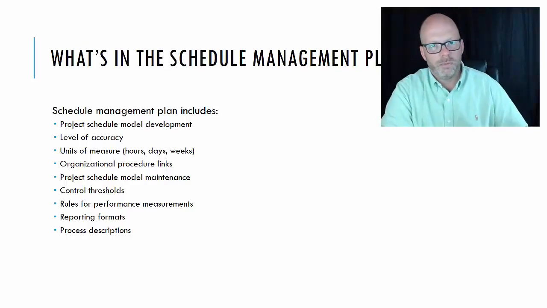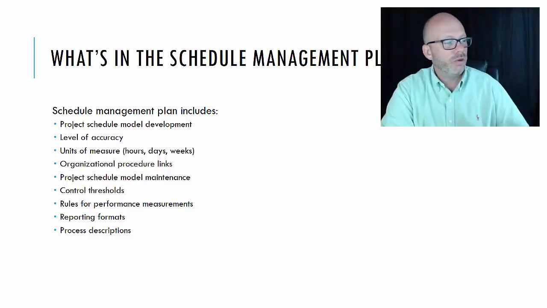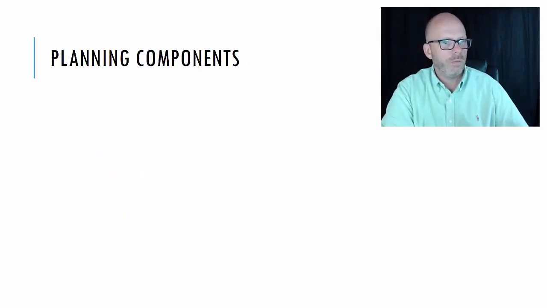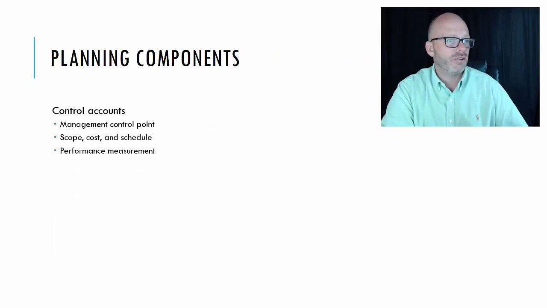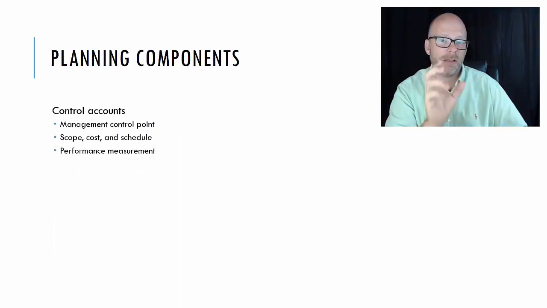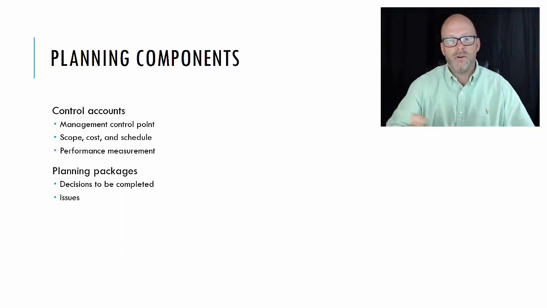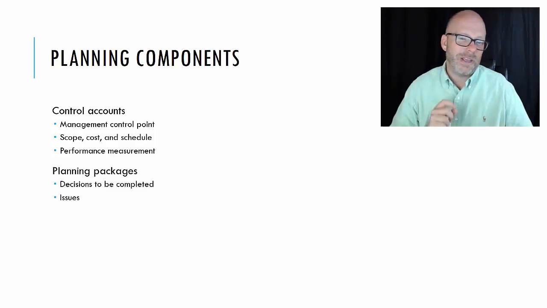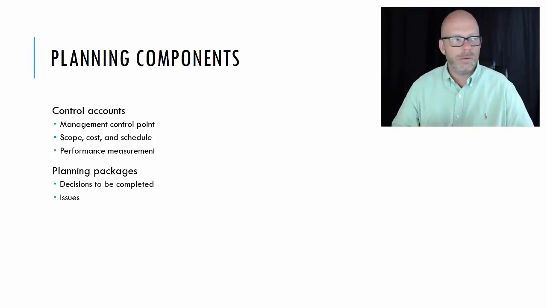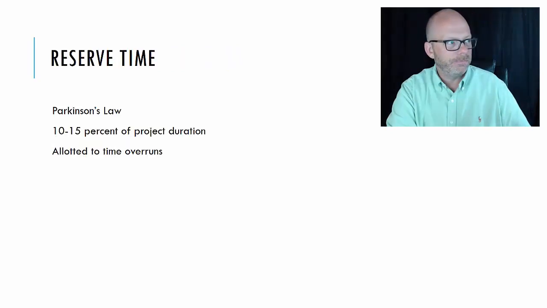What are your rules for performance measurements? Who do you report to? And then what are the process descriptions? We talked about the planning components. Remember the control account plans, like the kitchen, X amount of dollars, X amount of time for these deliverables. And then we talked about planning packages. It's a component of the control account. I know I need cabinets, but I don't know exactly which cabinets we're going to purchase. So it's a decision that needs to be completed, usually a deadline attached to that planning package.